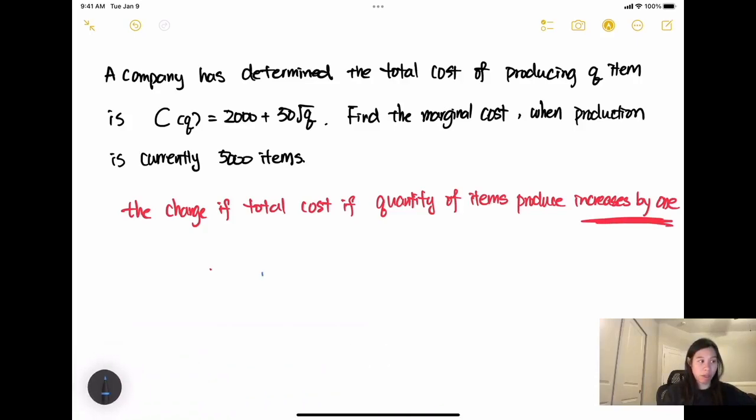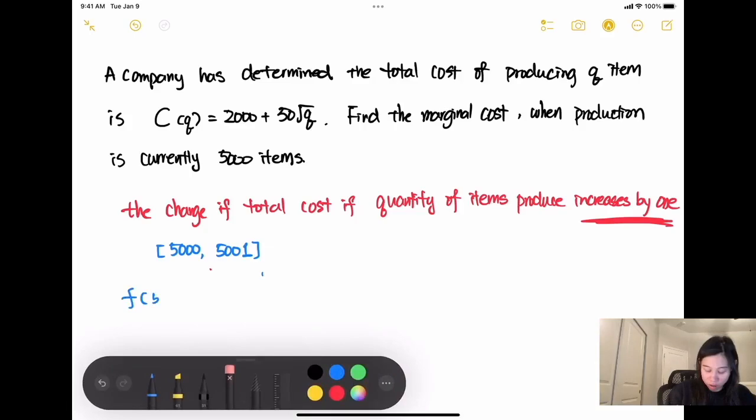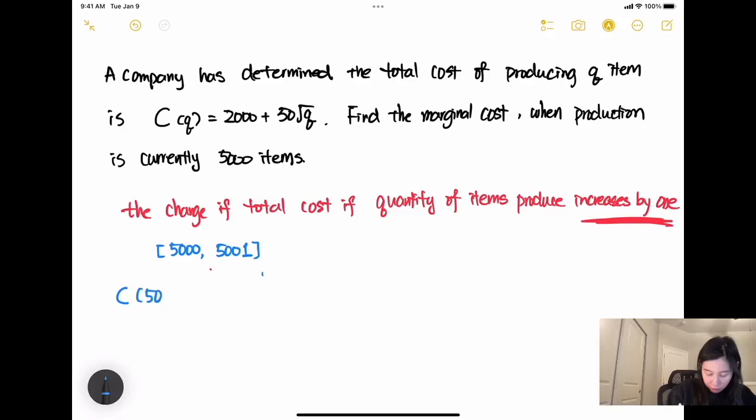So here, what does that mean? We want to find the increase in total cost when production increases from 5,000 items to what? Increase by 1. That means to 5,001. So basically, this is equivalent to finding the average rate of change from 5,000 to 5,001. Okay, so the first thing is, we need to find out the cost. How much does it cost when you produce 5,000 items?